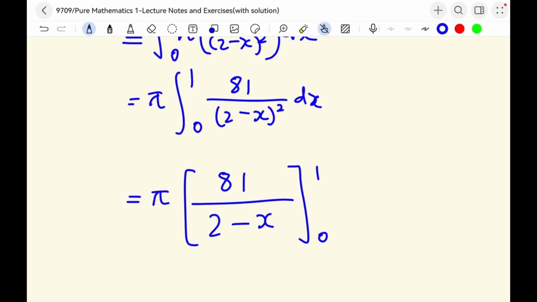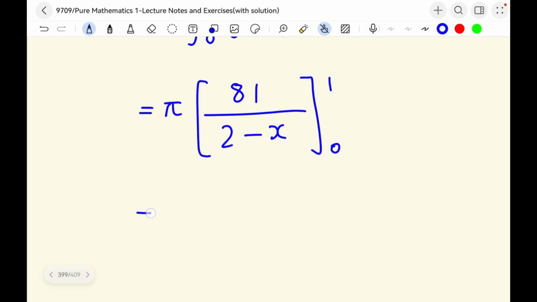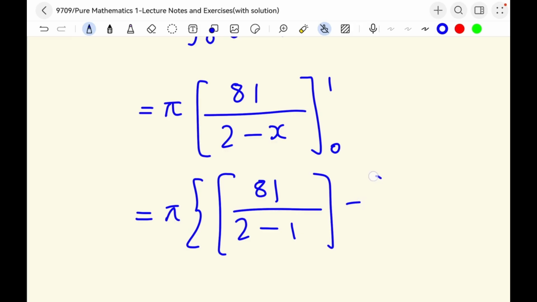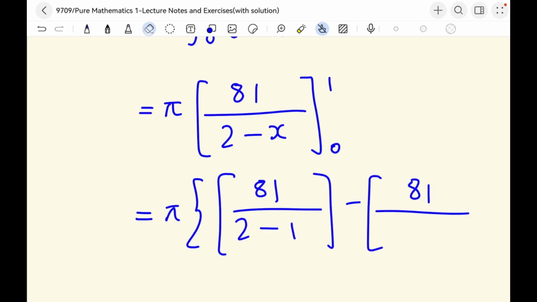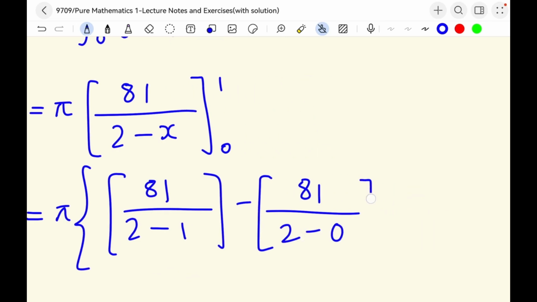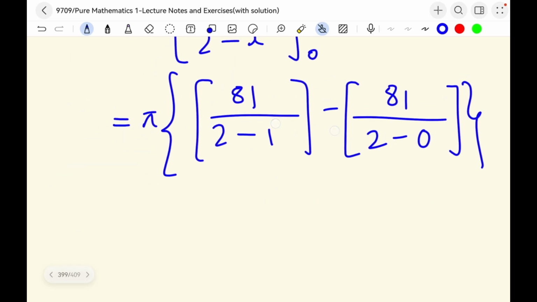So substitute the limits inside. Maybe I write it neat and nice. Okay? There we go. So it's 81 minus the 81 over 2. So your answer for the volume is 81 over 2 pi unit cube as your final answer. Okay?